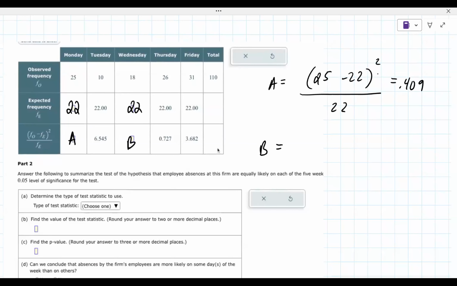For B, you take the observed, which is 18, subtract the expected, which is 22, square it, over 22. Which is 0.727.